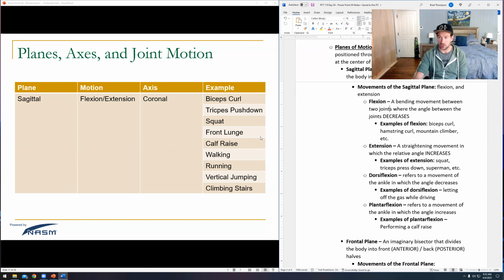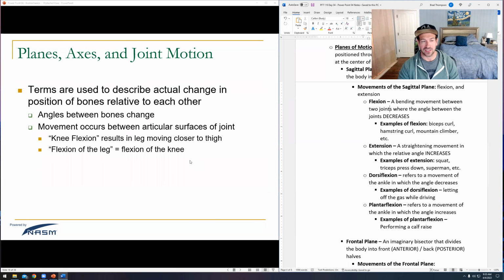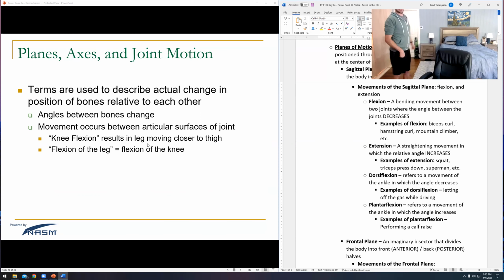So a bicep curl is going to be flexion. A tricep press down is going to be extension. A squat is going to be extension. A knee raise is going to be flexion. There are a lot of different terms here that take place in the sagittal plane. So knee flexion is moving the leg closer to the thigh. I've got my knee here and I flex it, moving the bone closer.